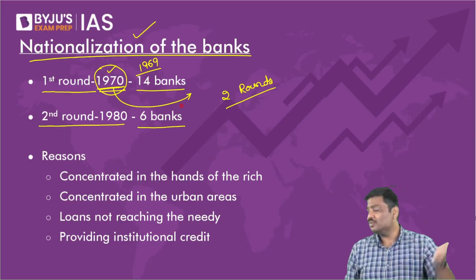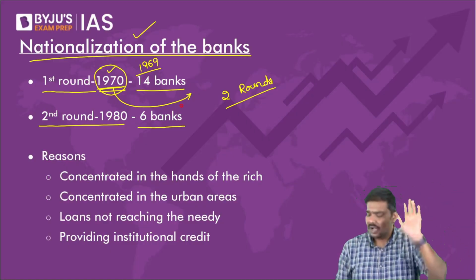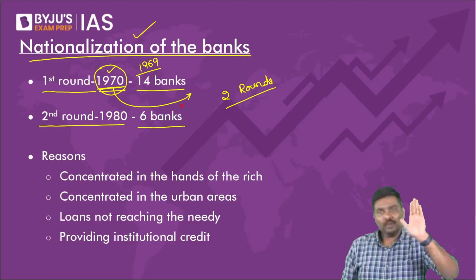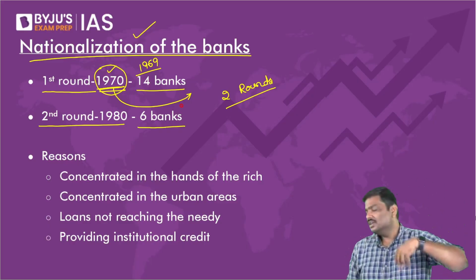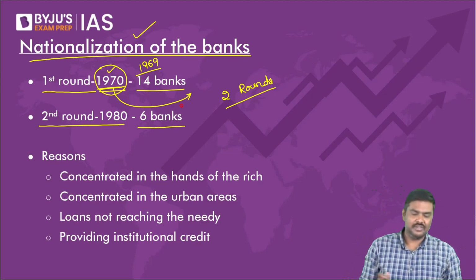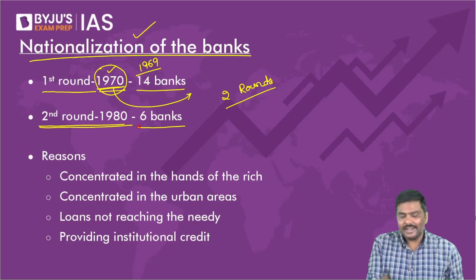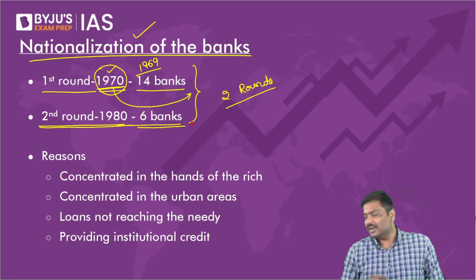Those people who are asking me, sir, why is it not 1969, why is it 1970, I am coming across 1969. All of you are okay with this, right? Owners went to the Supreme Court, and the Supreme Court of India made it null and void. The Government of India again introduced the idea of nationalization in 1970. Second round in 1980, six more banks were nationalized.